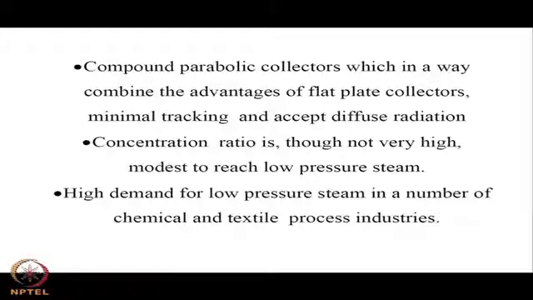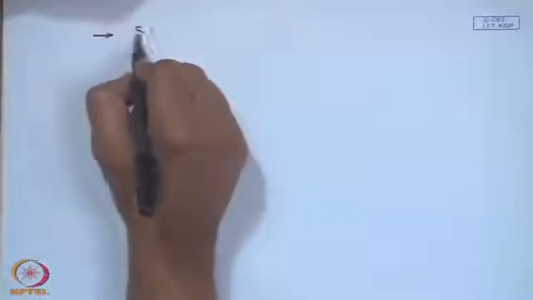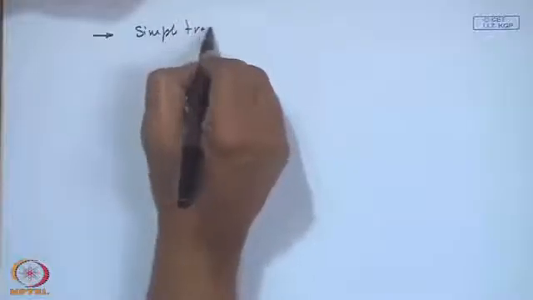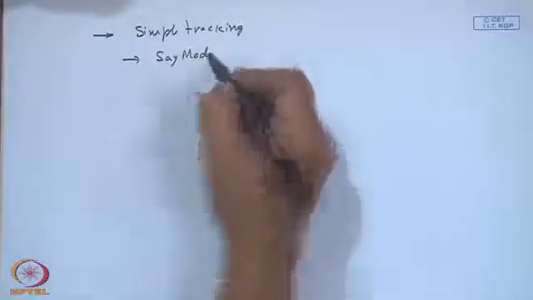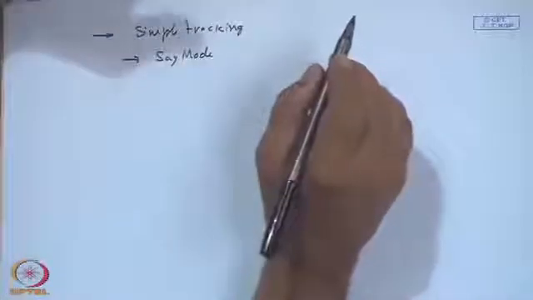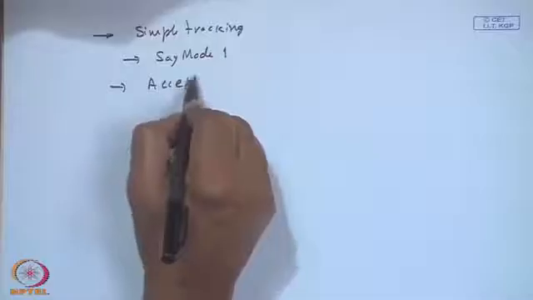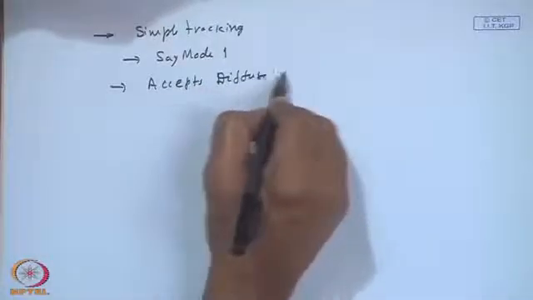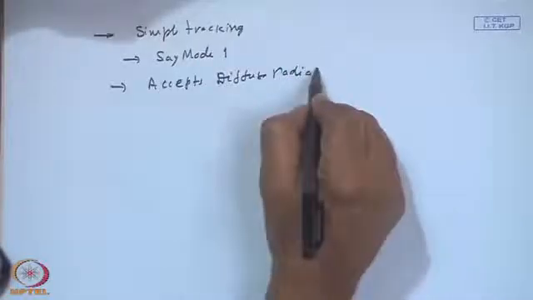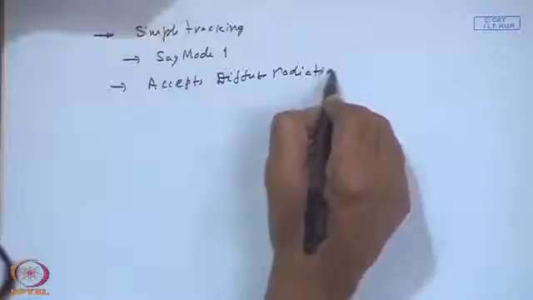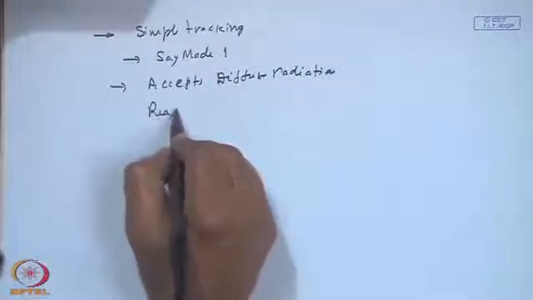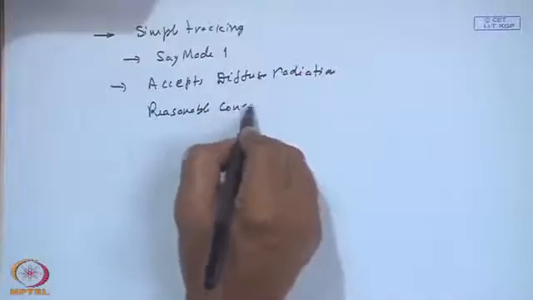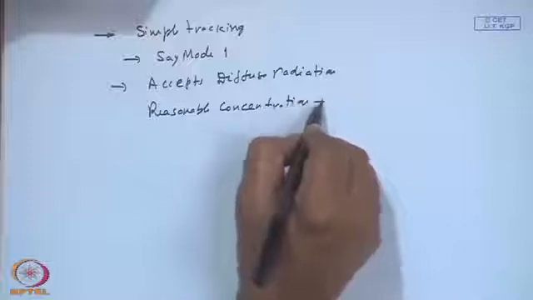Now, this has got, let us say, advantages: simple tracking, say mode 1, what we have considered as east west horizontal axis with one single daily adjustment. Okay. Then it accepts diffuse radiation, because whatever enters through capital W width should reach also the receiver area AR, and reasonable concentration like maybe 3.